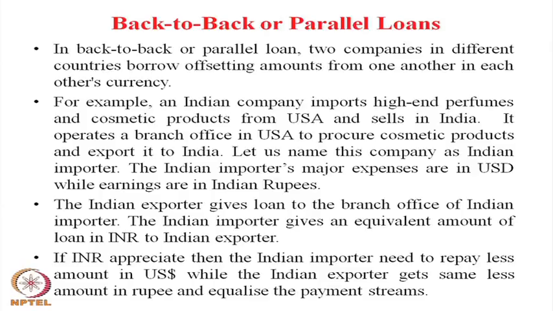The Indian importer's major expenses are in US dollars, while earnings are in Indian rupees. The Indian exporter gives a loan to the branch office of the Indian importer. The Indian importer gives an equivalent amount of loan in INR, or Indian rupees, to the Indian exporter. If INR appreciates, then the Indian importer needs to repay a lesser amount in US dollars, while the Indian exporter gets the same lesser amount in rupees and equalizes the payment stream.